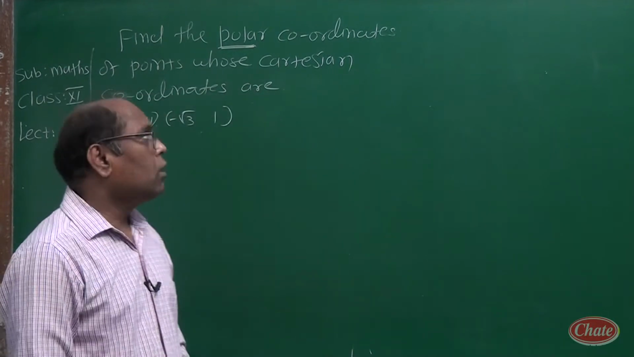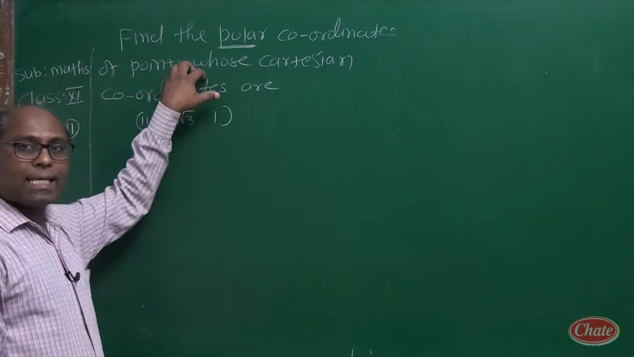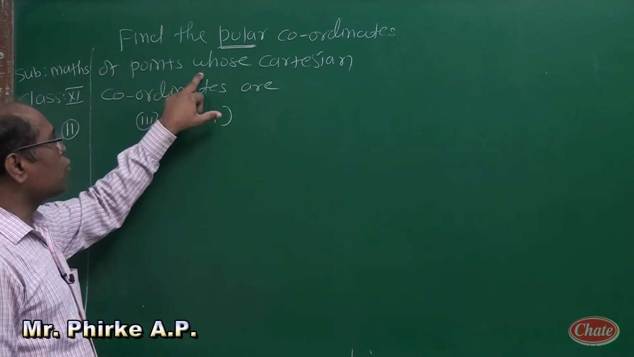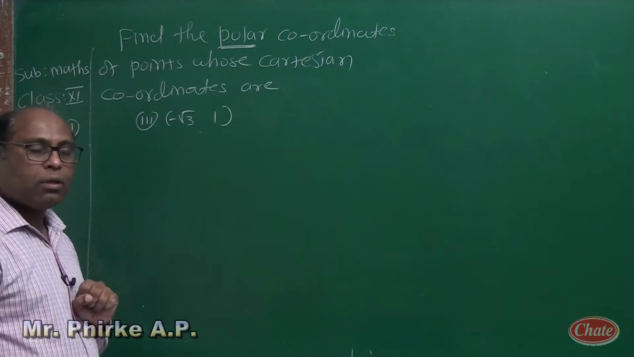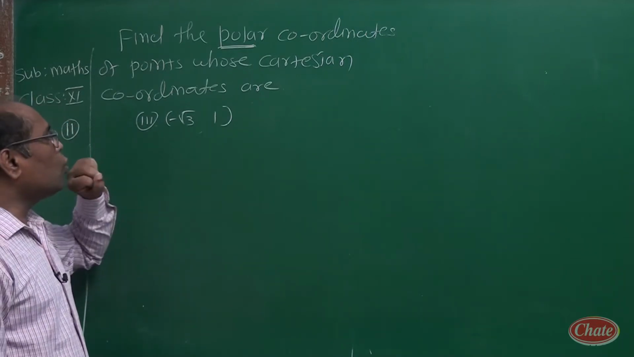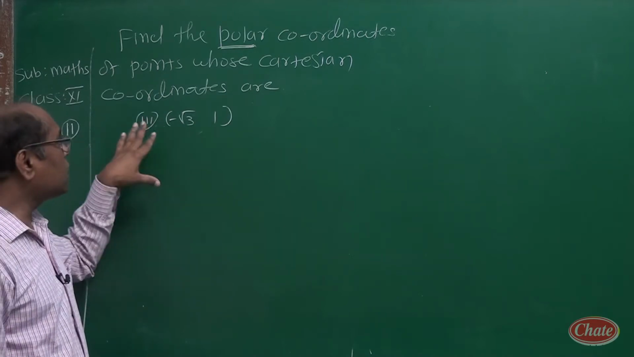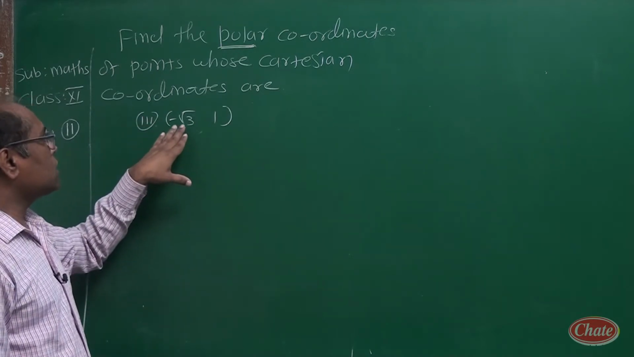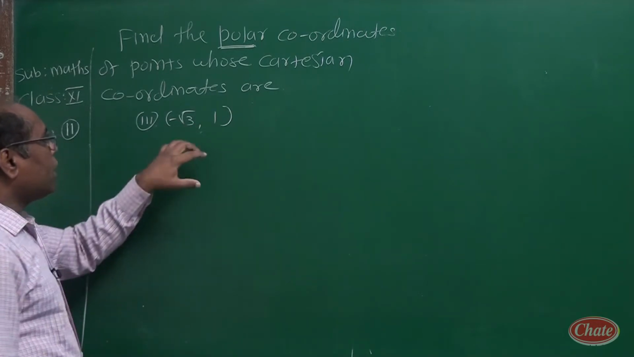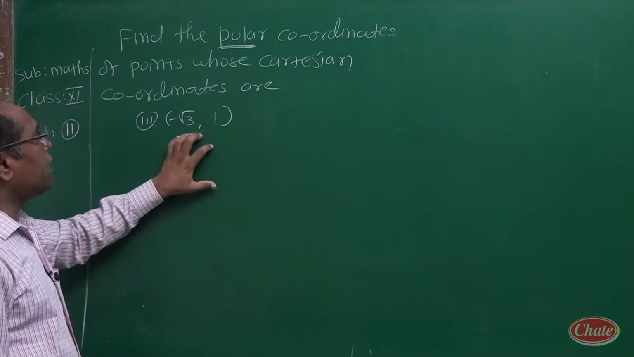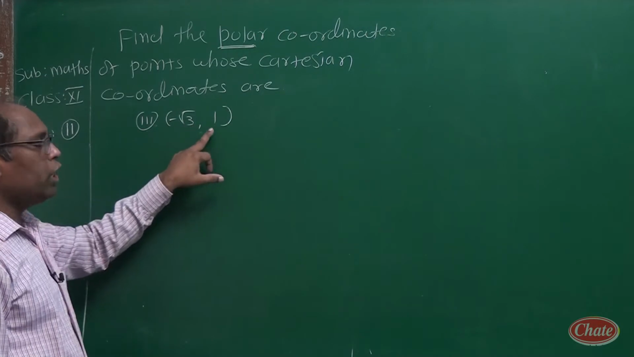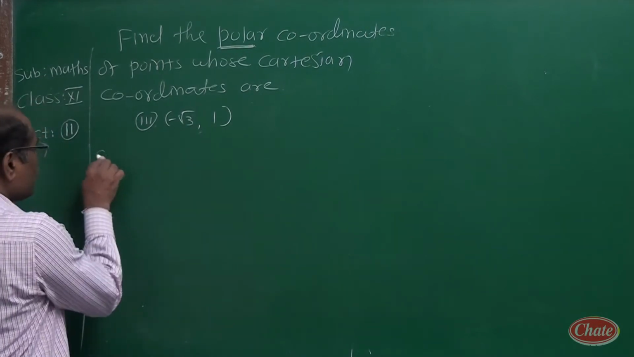Okay students, now here is the question from the last lecture. Find the polar coordinates of points whose Cartesian coordinates are given. In the previous lecture we have taken two sums. Now here is the third, that is minus root 3 comma 1. So here we have to find the polar coordinates of the point whose Cartesian coordinates are minus root 3 comma 1. So here is the solution.